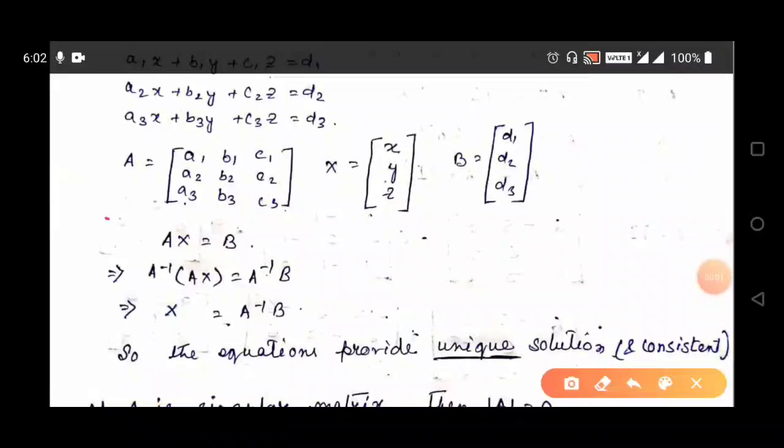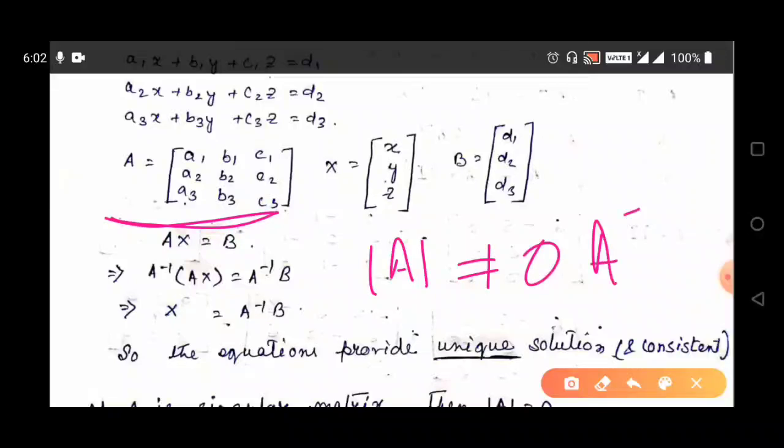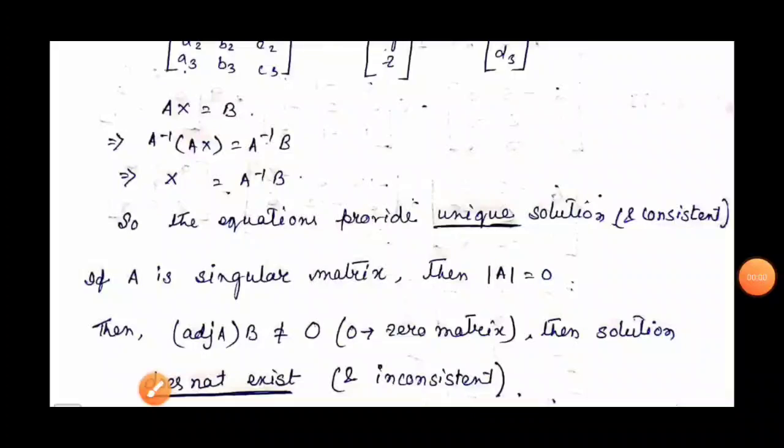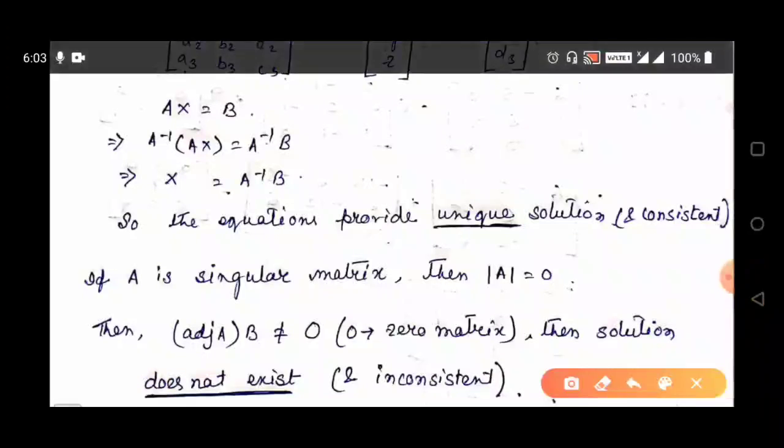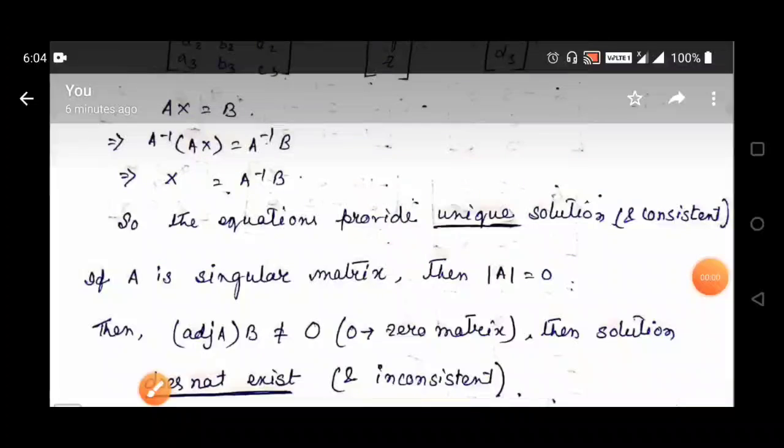Now we know if the determinant of A is not equal to 0, then A inverse exists. If A inverse exists, then we can find a unique solution of that system of equations. Since A inverse is unique, the solution of the system of equations will also be unique. So the equations provide a unique solution.